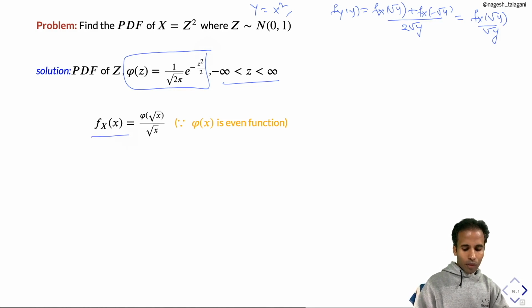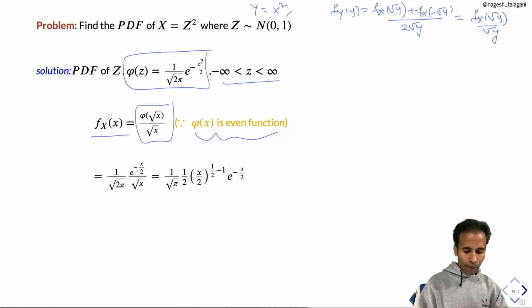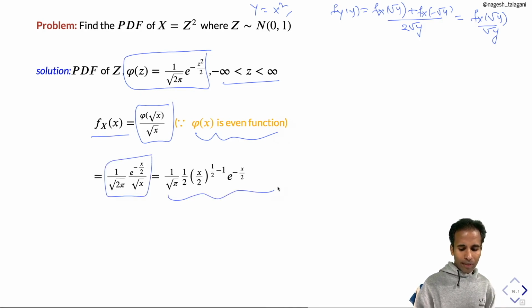f_X(x) equals phi of root x by root x, since you know this phi function is an even function. Now phi of root x is going to be 1 by root 2 pi e power minus x by 2, and in the denominator we have root x. I'm writing that. Now the same thing I can rewrite like this. Feel free to verify, both are the same.